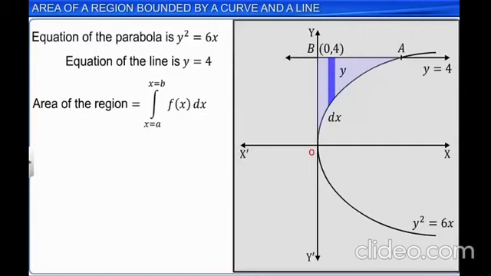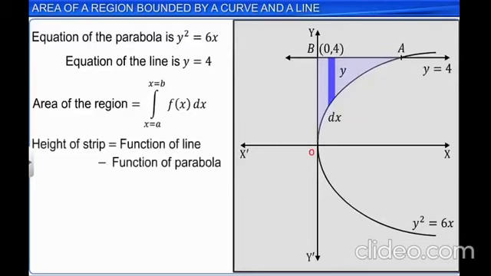The strip extends from the parabola to the line y = 4. The height of this strip is equal to the function of the line y = 4 minus the function of the parabola. This gives f(x) = 4 minus the square root of 6x. The area of the shaded region is given by the integral of (4 minus root 6x) dx from x = a to x = b.